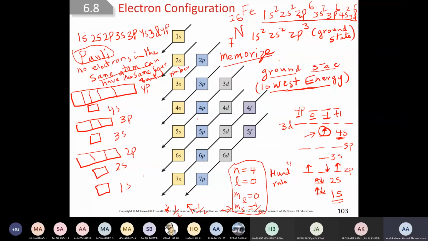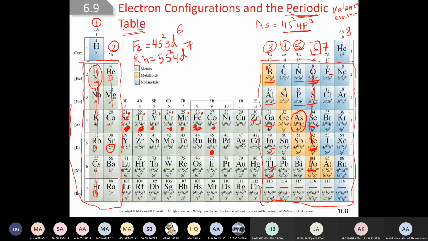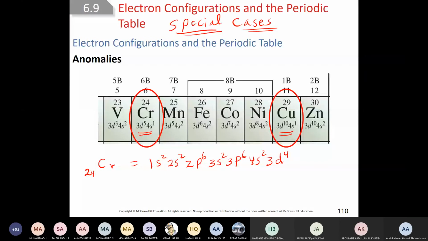Is this clear? Very good. Next. So chromium will become like this, but we find that chromium and its group does not follow this structure.